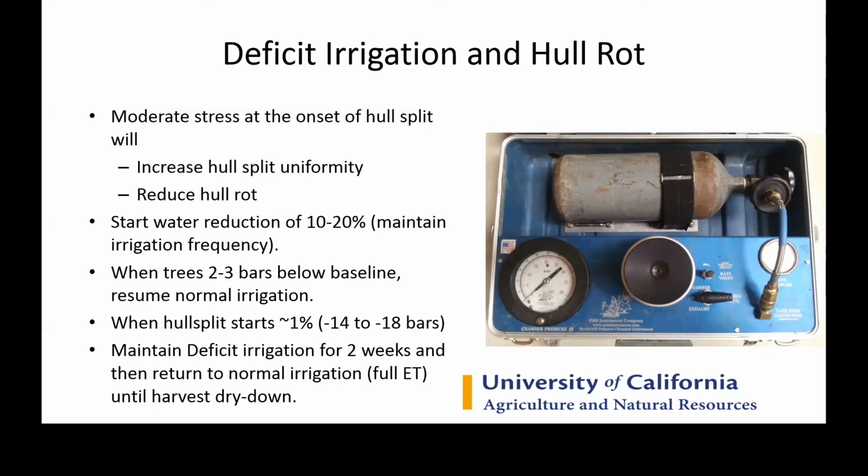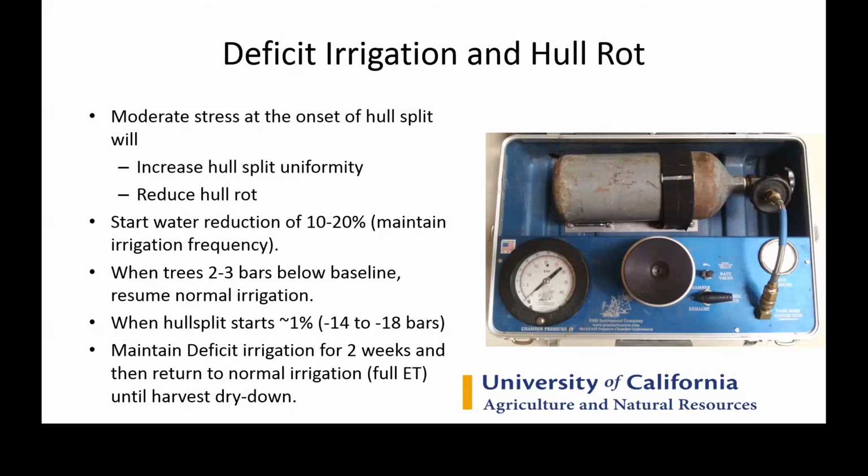You will look at some of the literature and they will choose -14 to -16 bars, which is fine. So you maintain that deficit irrigation for 2 weeks, and after that you return to normal irrigation, which is a full ET, until you start the harvest dry down in preparation for harvest.